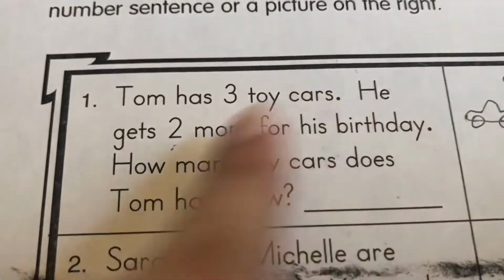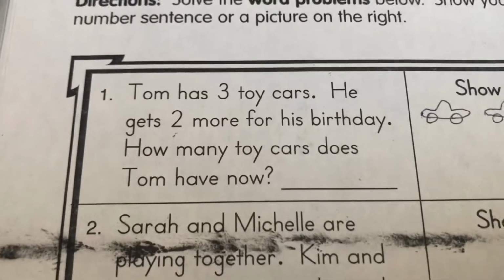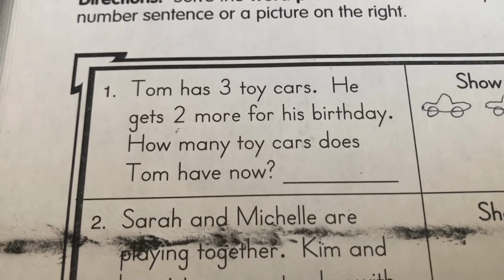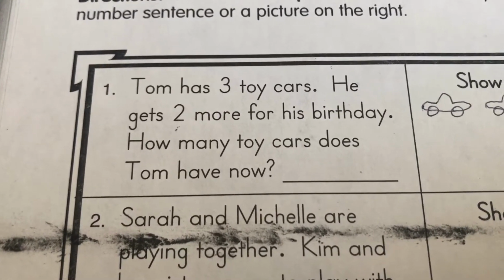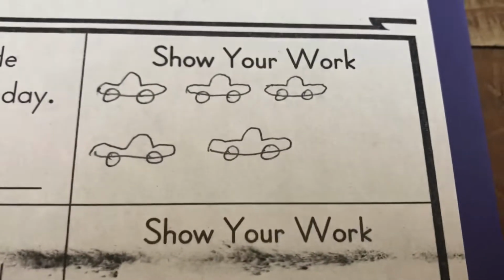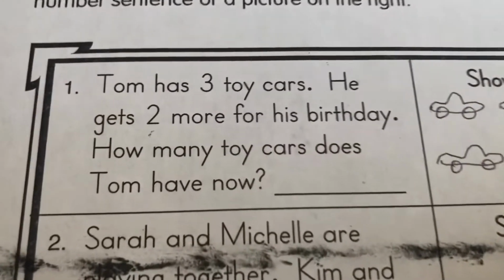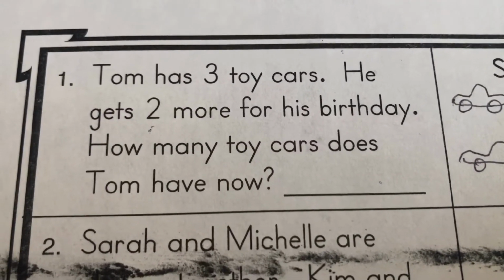It says, he gets 2 more for his birthday. So now we are going to add to our picture and draw 2 more cars because Tom got 2 more cars for his birthday. So here we go. I drew 2 more cars because Tom got 2 more cars for his birthday. How many toy cars does Tom have now?